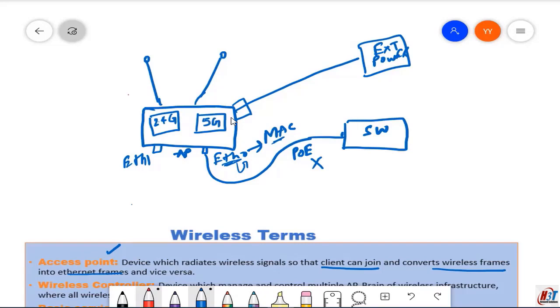APs broadcast the wireless signals. And let's say there's a client which is in the range of this AP, this client will join this AP. Okay, let's say this is client 1, so this client 1 will join this AP. Of course, all the authentication and association processes should be completed before this client joins this AP.